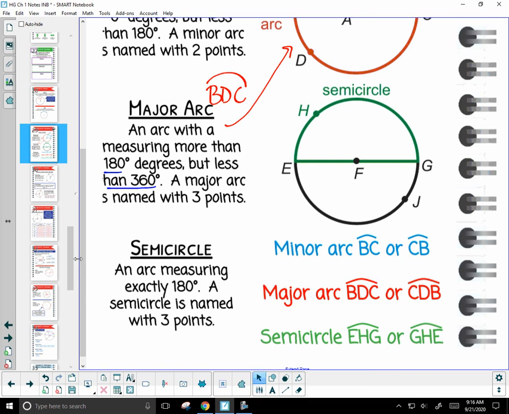Questions about just naming arcs, their measures, or any of that? All right.